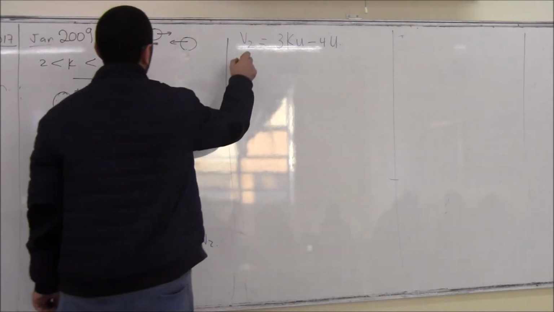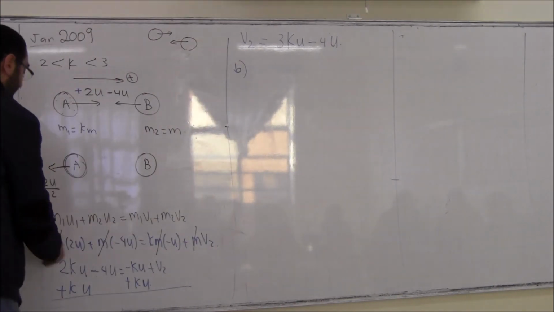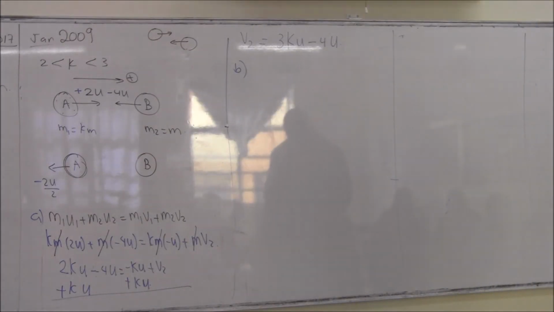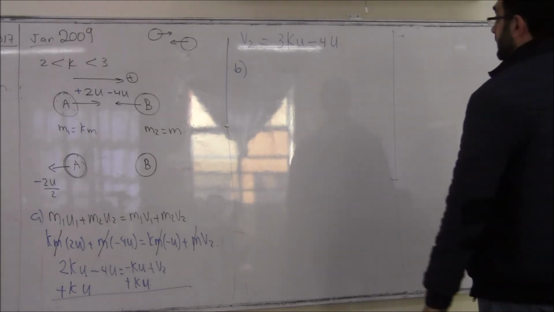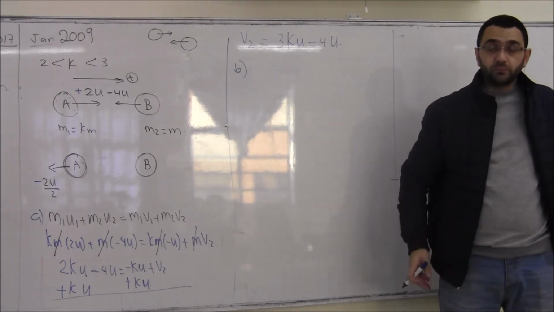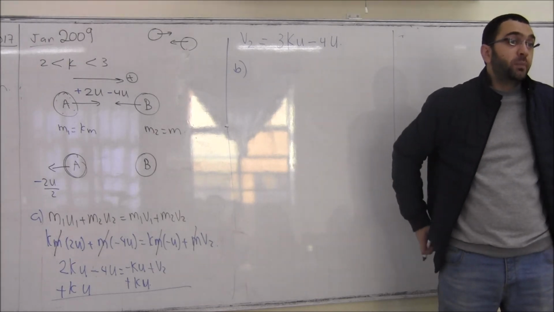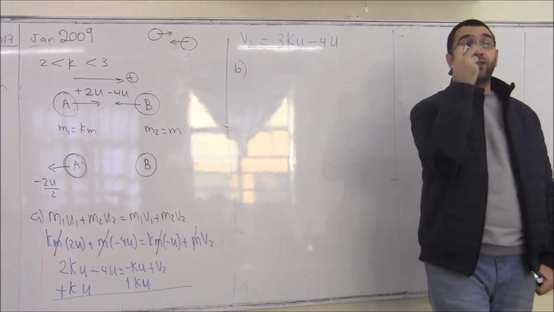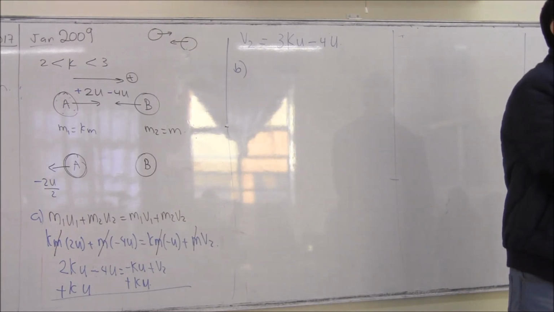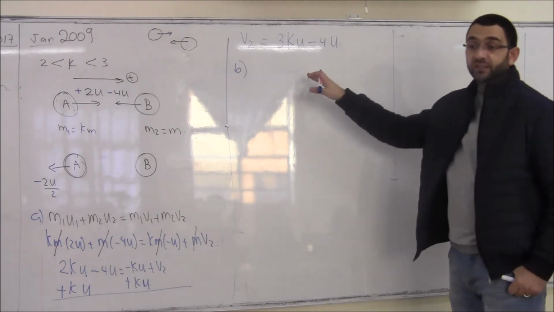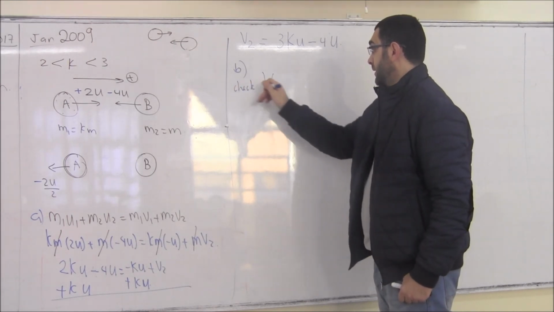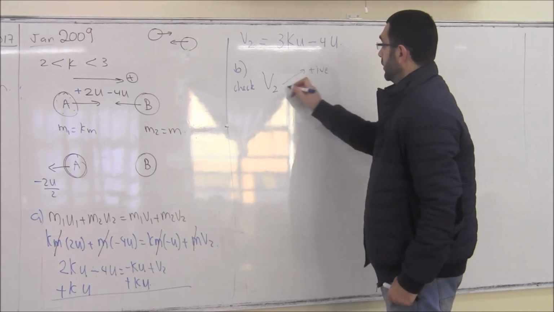Now the important part about B. We're asked to determine the direction, state and explain: does the direction of motion of B change as a result of this collision? Explain your answer. Guys, pay attention please. Does the direction reverse? Here I have to check whether V2 is positive or negative in order to determine the direction.